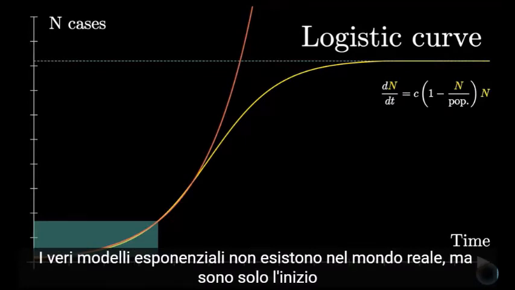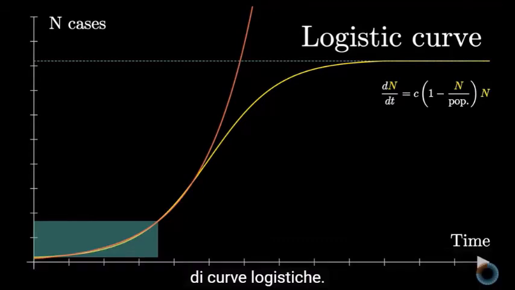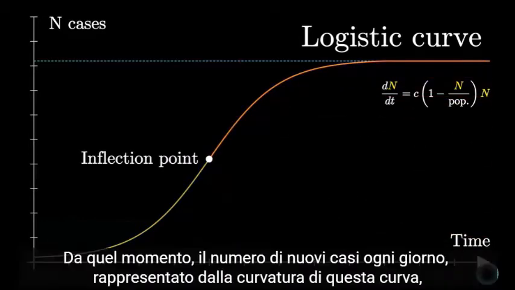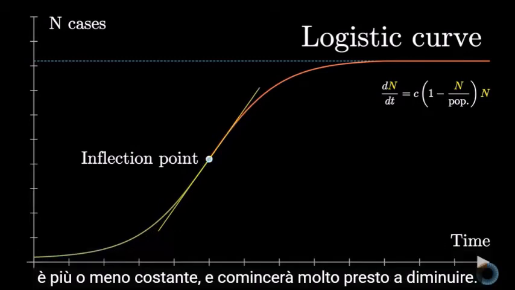True exponentials essentially never exist in the real world. Every one of them is really the start of a logistic curve. Now this point right here, where that logistic goes from curving upward to instead curving downward, is known as the inflection point. There, the number of new cases each day, represented by the slope of this curve, stops increasing and instead stays roughly constant before it starts decreasing.